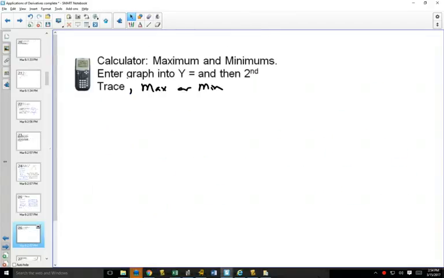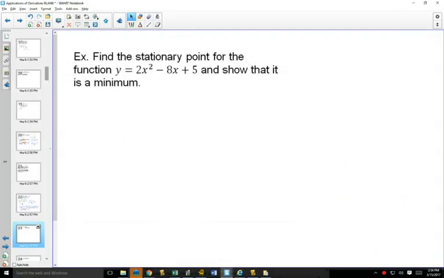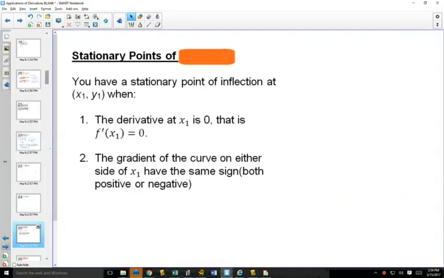You know how to find max and mins on your calculator. If you wanted to find the actual point, you could graph it, use the second trace button, and find points that way. Oops. I want to go back to this one so I can enjoy pushing this button. There we go, inflection. Stationary points of inflection.